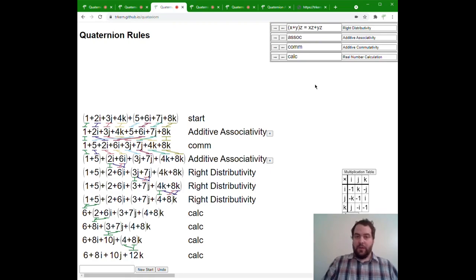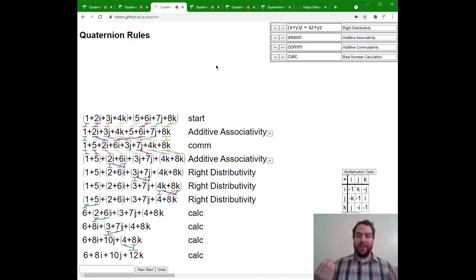You need additive commutativity. Again, if you have additive associativity, you only really need x plus y is equal to y plus x, as opposed to some more general principle of additive commutativity, where you can just shuffle things around however you want. And of course, you need real number calculation in order to actually be able to add the coefficients together.